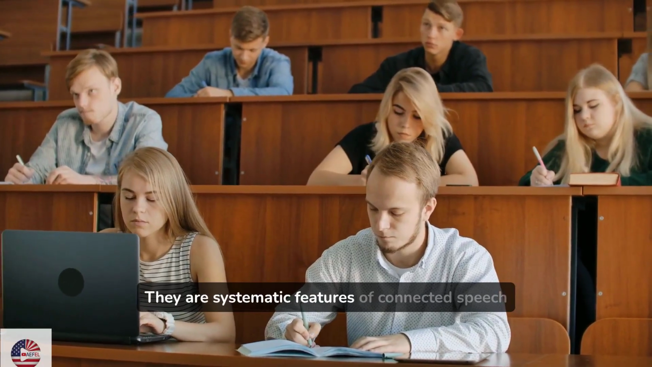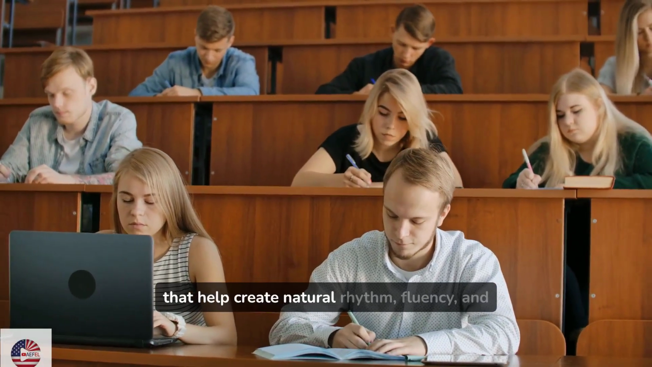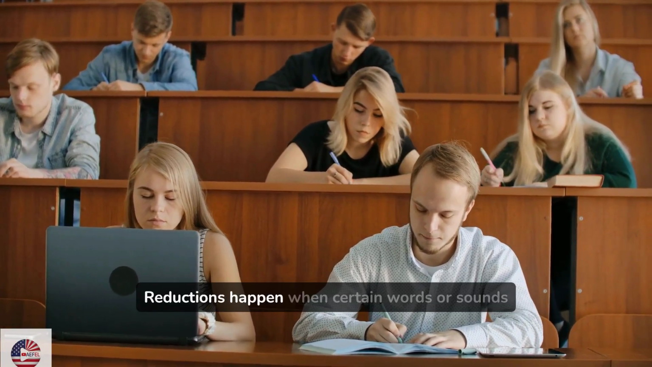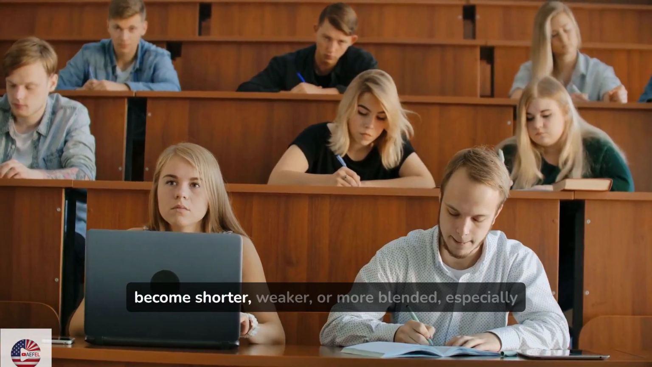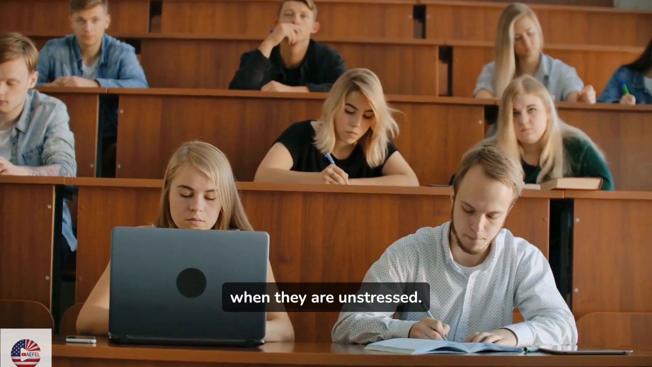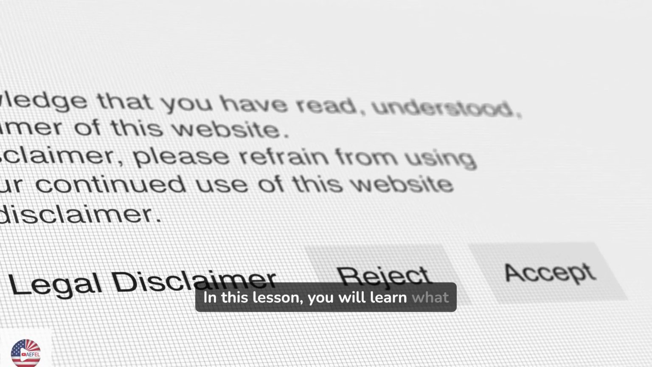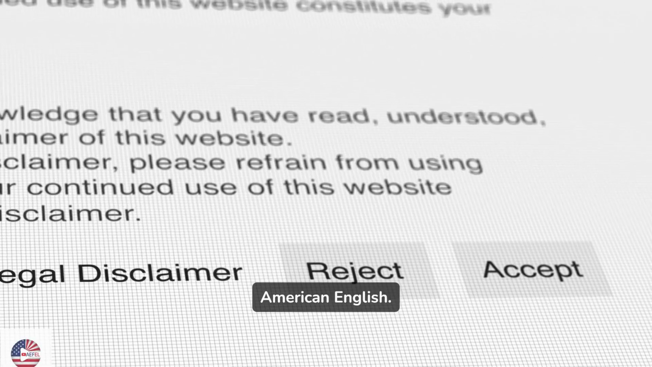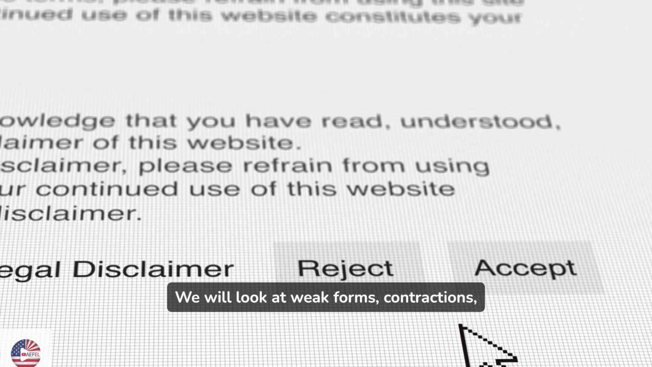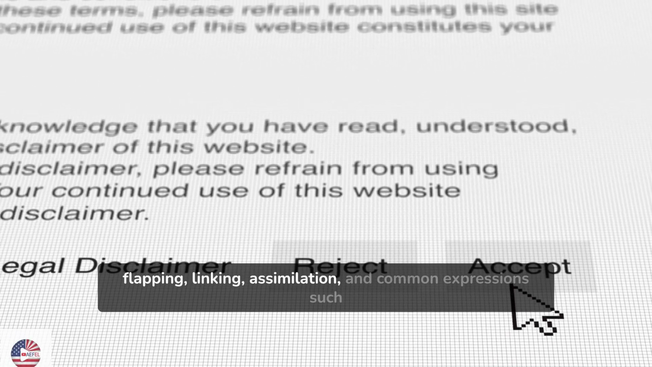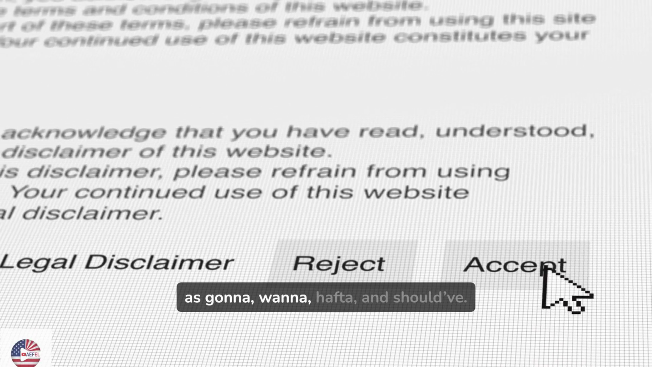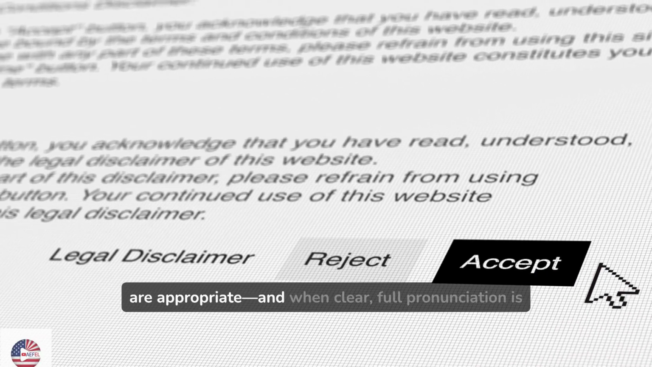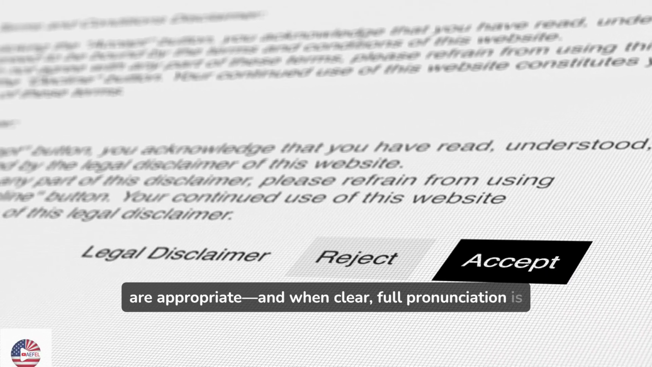In American English, reductions are not mistakes, slang, or careless speech. They are systematic features of connected speech that help create natural rhythm, fluency, and listening comprehension. Reductions happen when certain words or sounds become shorter, weaker, or more blended, especially when they are unstressed. In this lesson, you will learn what reductions are, why they are so important, and how they appear in everyday American English. We will look at weak forms, contractions, flapping, linking, assimilation, and common expressions such as gonna, wanna, hafta, and should've.